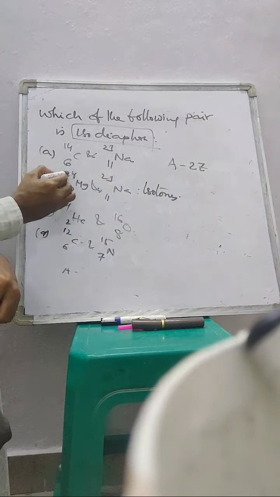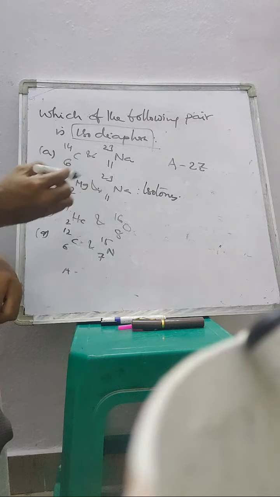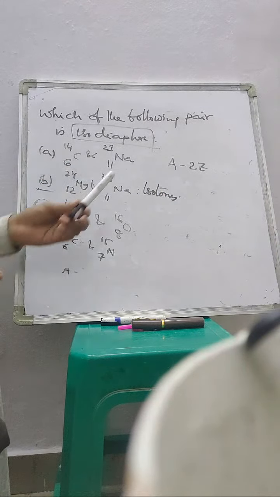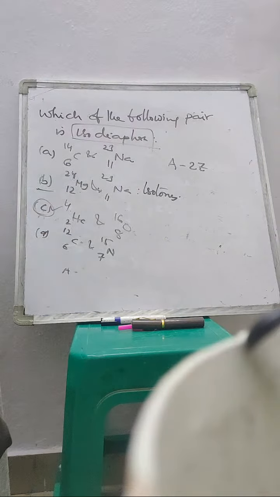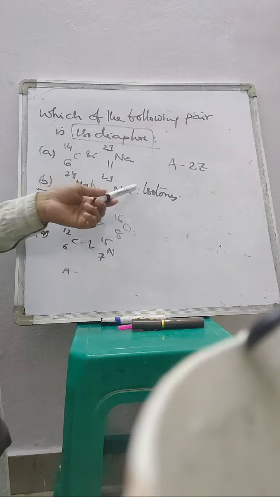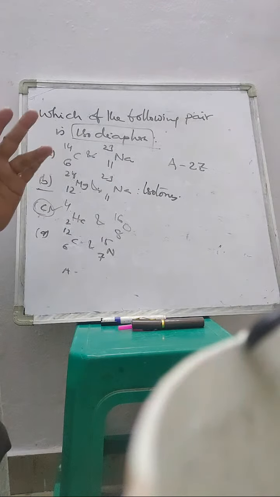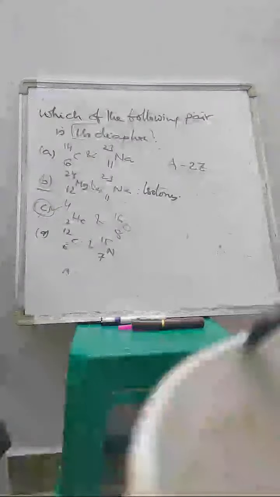You see, 24 minus 12, the number of neutrons is 12. 23 minus 11, also the number of neutrons is 12. Hence, both these species have the same number of neutrons. That's why these correspond to isotones. So we have seen isotopes, isobars, isotones and isodiaphers.